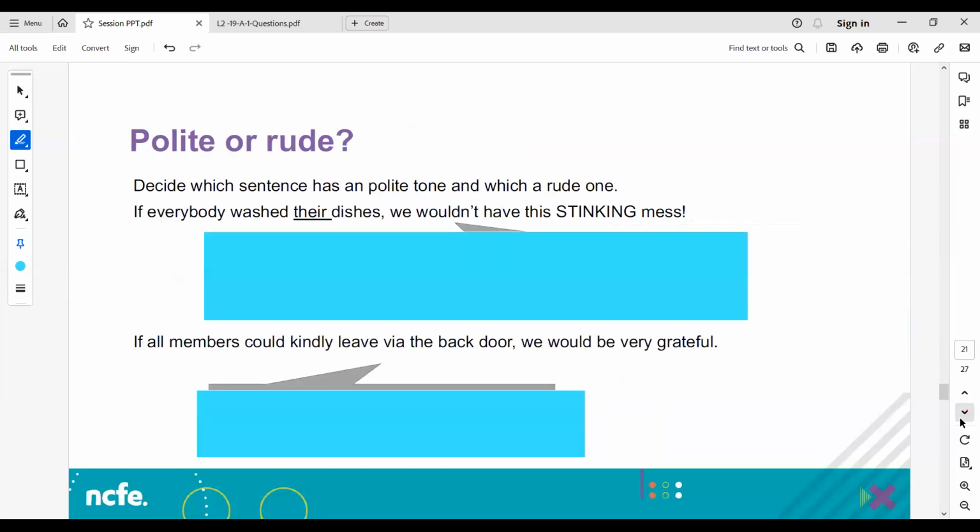So polite or rude. So I'll read these sentences out, and I want you to tell me which one's polite and which one is rude. If everybody washed their dishes, we wouldn't have this stinking mess. And the second one, if all members could kindly leave via the back door, we would be very grateful.